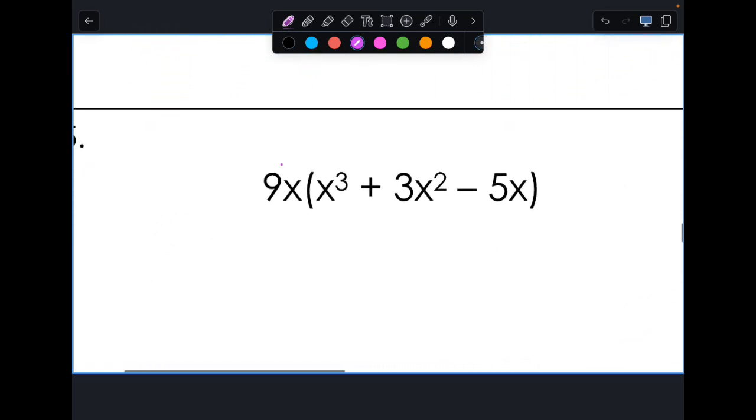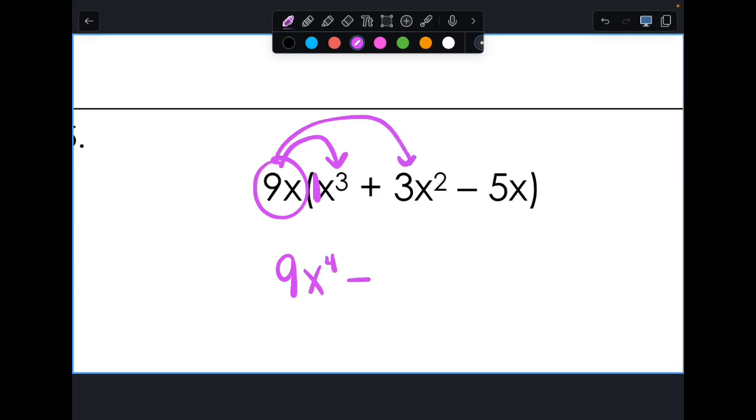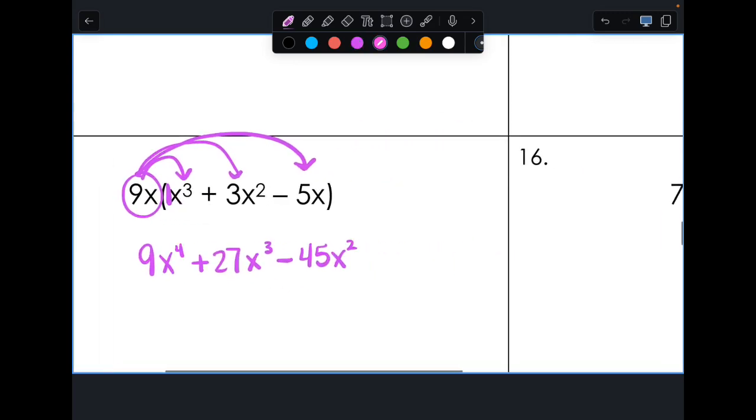Do the same thing. 9 times 1, 9. x times x cubed, x to the power of 4. There you go. 9 times 3, 27. x times x squared, x cubed. Good. 9 times negative 5, negative 45. x times x, squared. x squared.